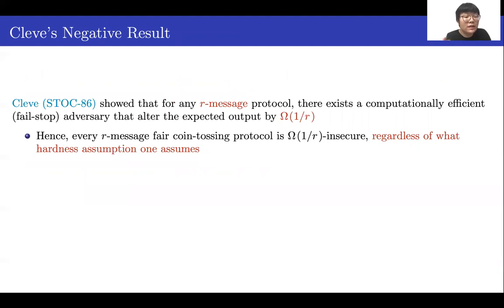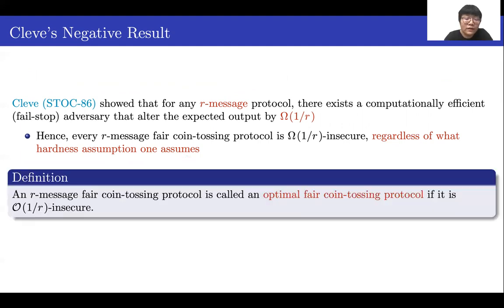So Cleve showed that for any R message fair coin tossing protocol, there exists a computationally efficient fail-stop adversary that alters the expected output by 1 over R. Hence, every R message protocol is at least 1 over R insecure, no matter what computational assumption you assume. Therefore, we call an R message coin tossing protocol an optimal fair coin tossing protocol if it is 1 over R insecure.